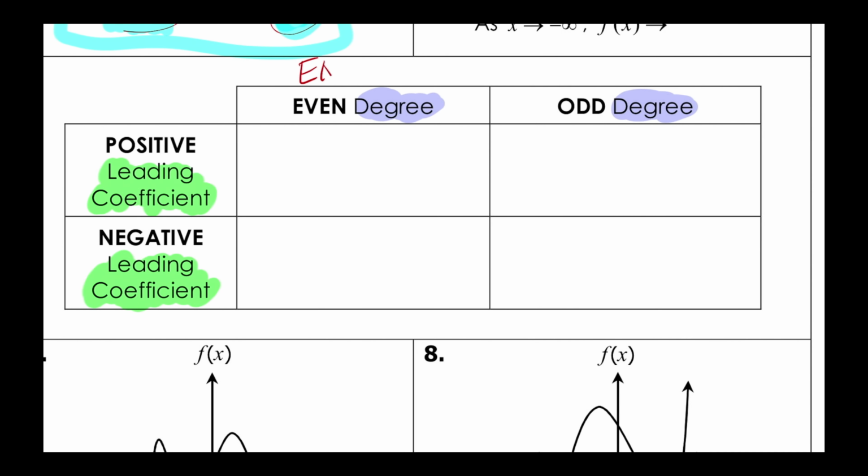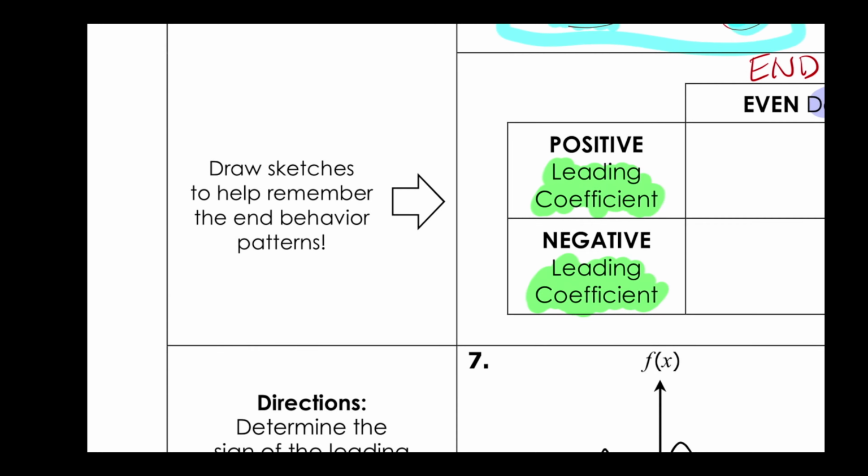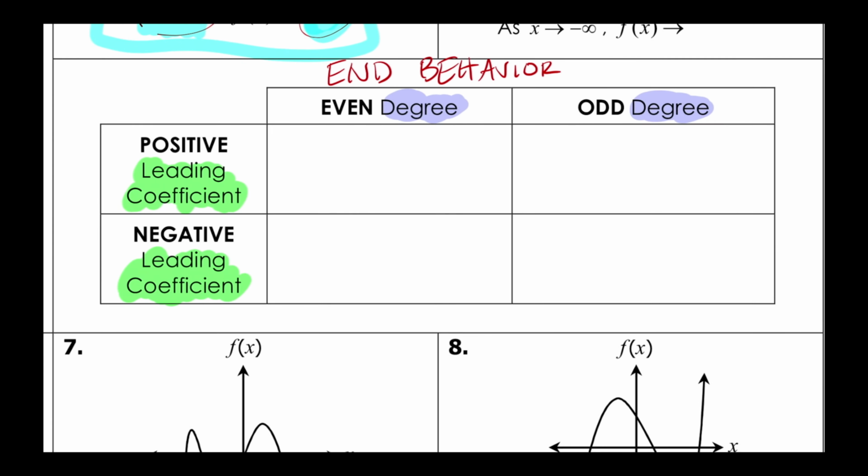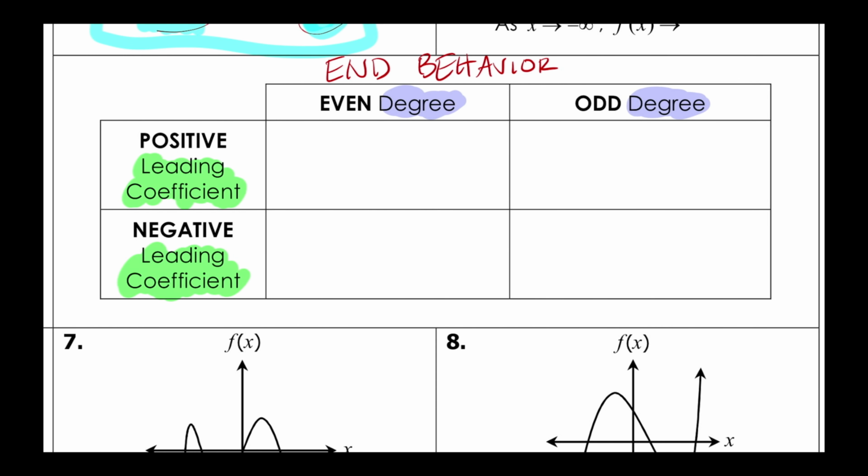This is talking about what happens on the ends. There's a little thing right here that says draw sketches to help remember end behavior patterns, right? So what's happening? I'm going to give you a minute to fill this out. What do you think is happening? You can put words, you can put a picture, whatever you want, and then we'll talk about this. What happens when the leading coefficient is positive or negative and the degree is even or odd? I'll give you a minute to think about that. Okay. So if you couldn't figure out what this was, or maybe you filled out a couple boxes, that's fine.